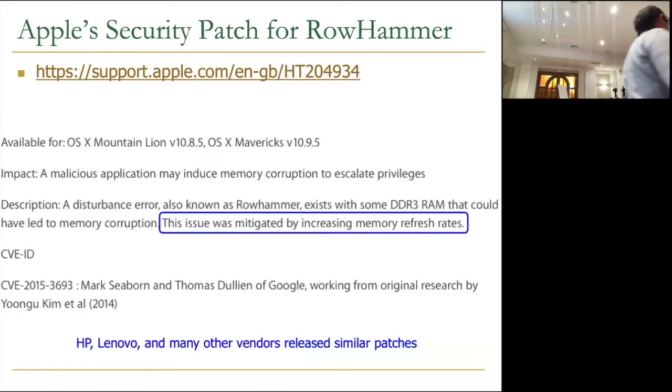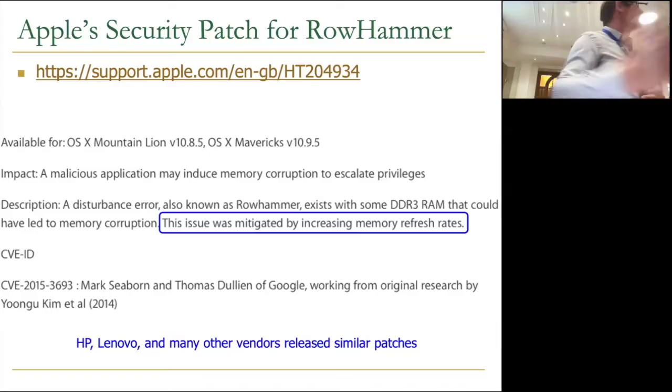So what did industry do? Industry basically increased the refresh rates because this is what you can do, as I said. I like Apple's patch because they're nice because they credit our paper, as you can see. Essentially, they said this is a known issue, and they mitigate it by increasing the memory refresh rates. They didn't say how much. Probably 2x. That's my guess.